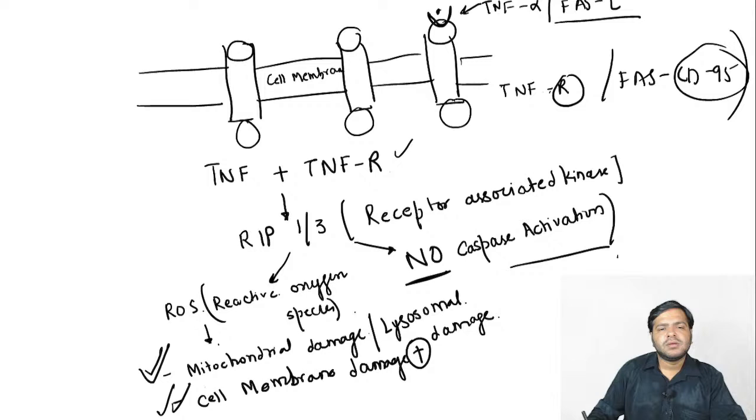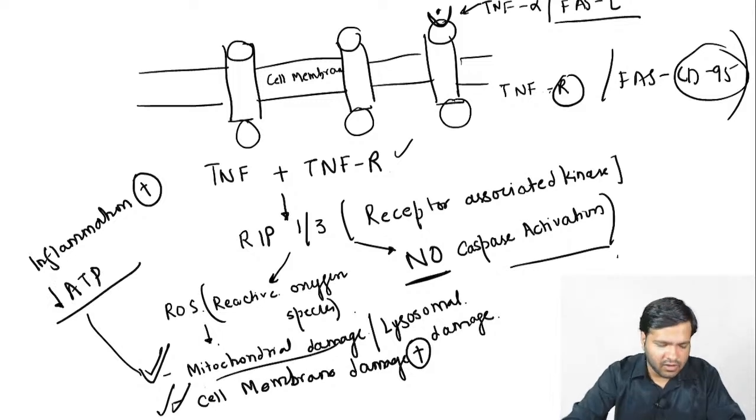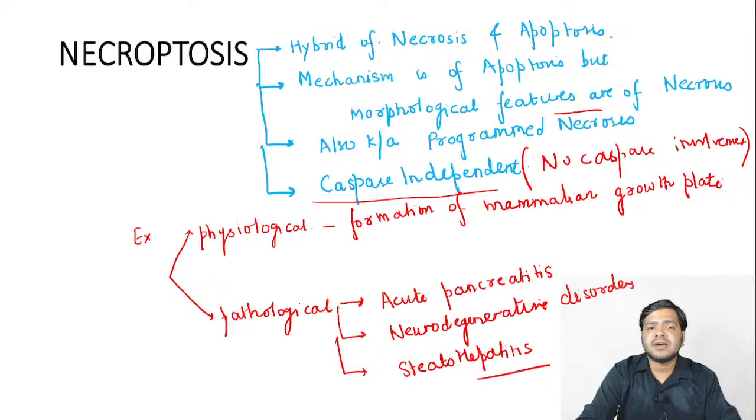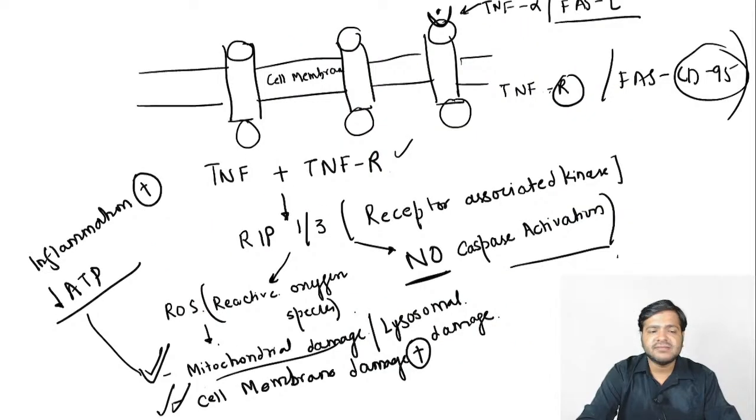And one more thing, that is inflammation. If the cell membrane is damaged, inflammation will surely be present over here. And apart from that, you will see a decrease in the amount of ATP because mitochondrial damage is involved. So that is all about necroptosis. Pyroptosis I have already discussed. Necroptosis we have discussed, the examples along with the mechanism. I hope it is clear to each and every one.